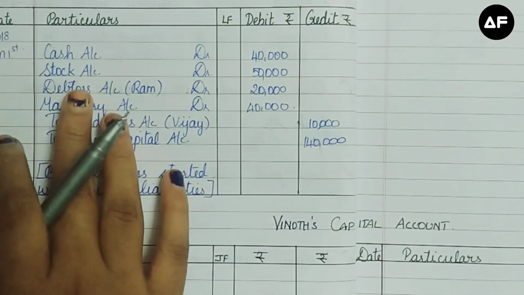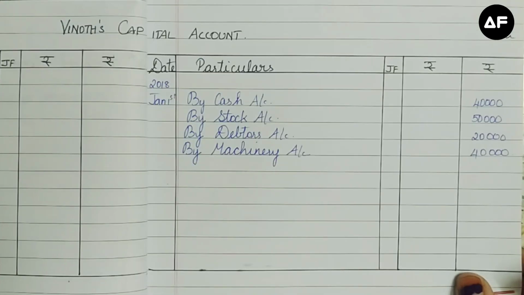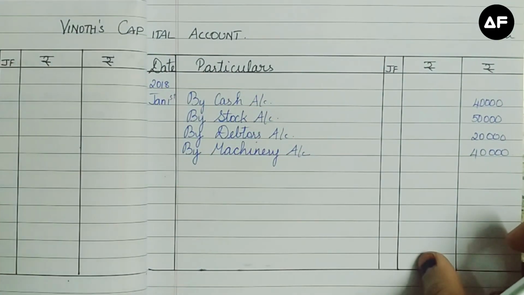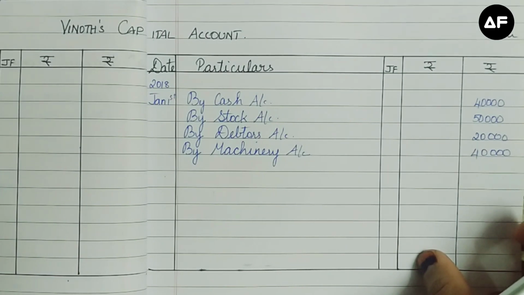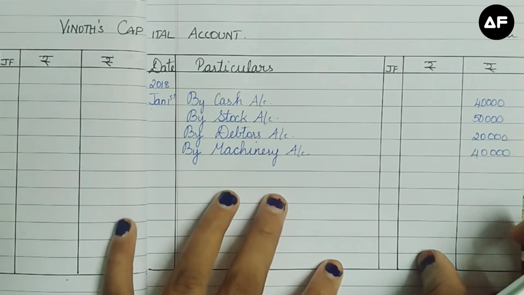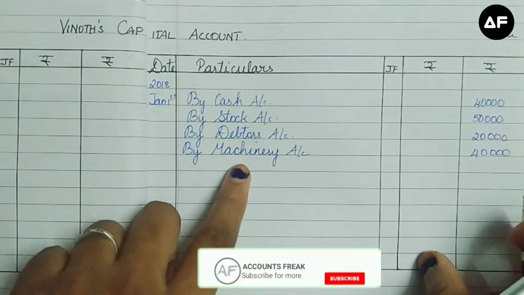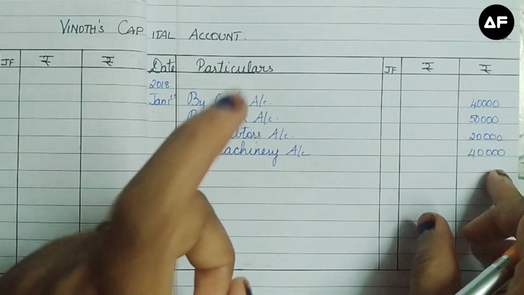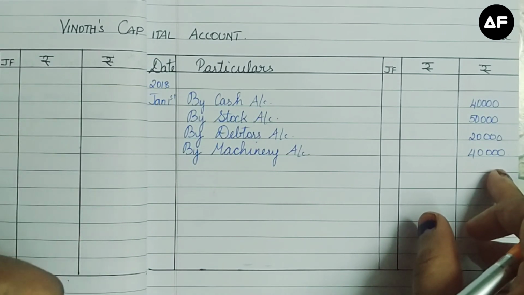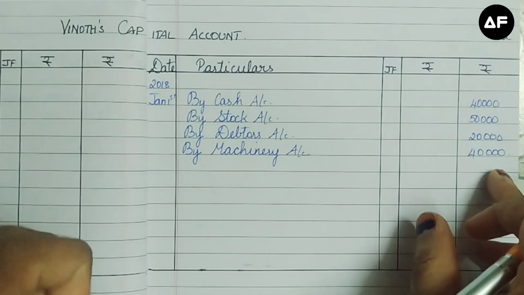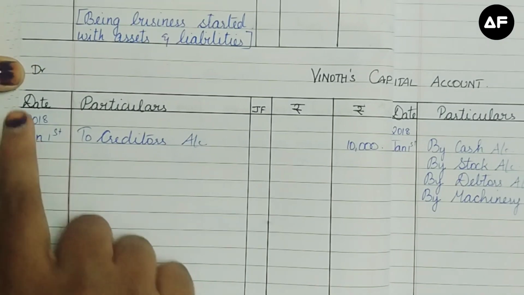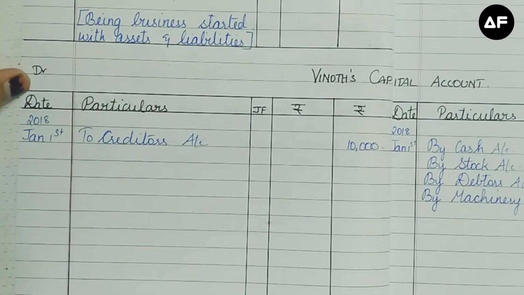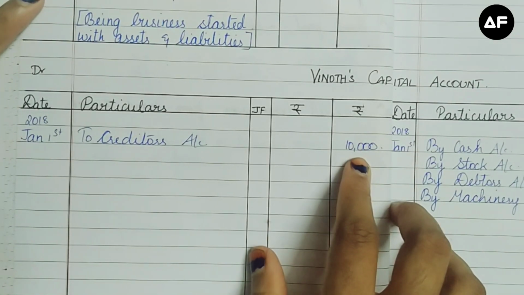First I am going to take these to the credit side. So now I'm on the credit side of Vinod's capital account. Whatever was there on the debit side of my journal entries, I brought to the credit side of my capital account. So cash account, stock account, debtors account and machinery account and the respective values in the outer column. Now there's only one more item which I have to record, that is creditors, to be recorded on the debit side of the capital account. So on the debit side of Vinod's capital account, I've recorded the creditors which I've taken from the journal entry, rupees 10,000 in the outer column.